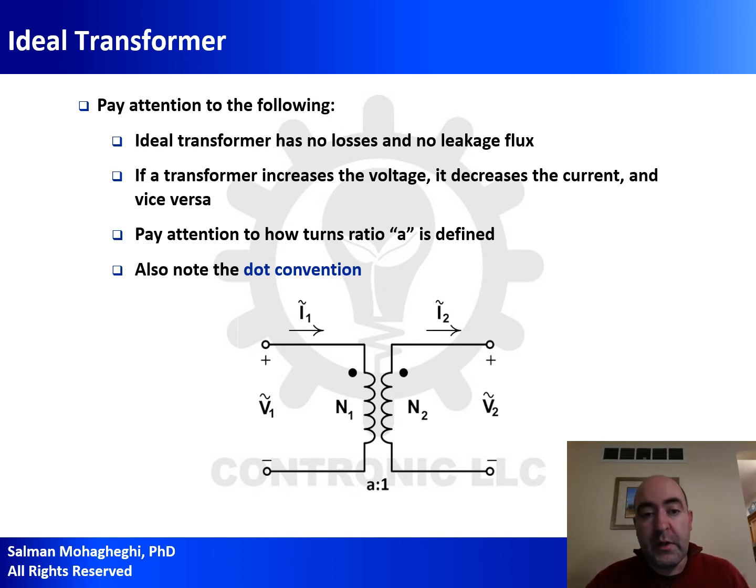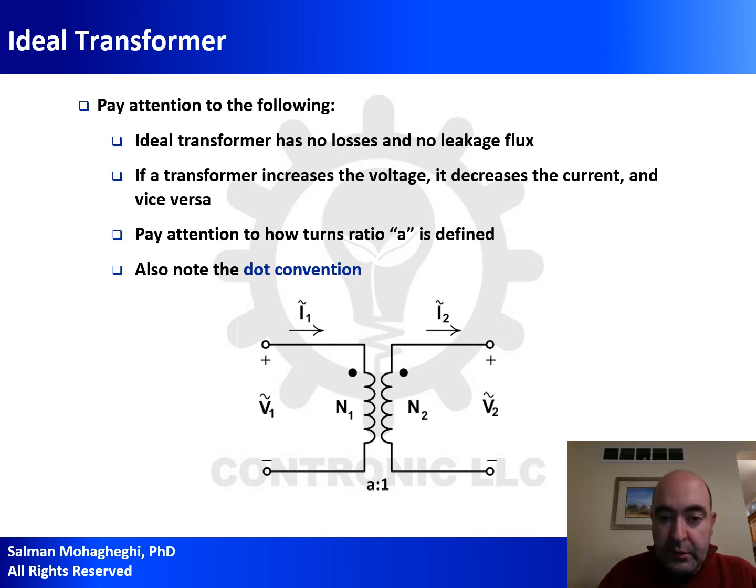Final important point is the dot convention. In all the transformers, you notice there are two dots, two black dots associated with the windings. These dots are placed there to help you understand what the polarity of the voltage is and what the direction of the current is. So this is the dot convention.